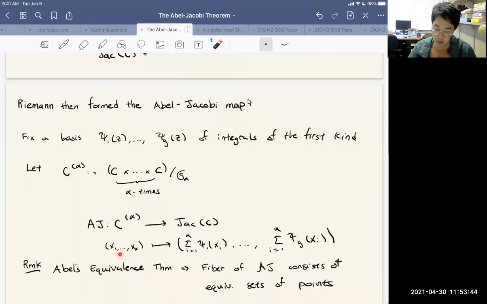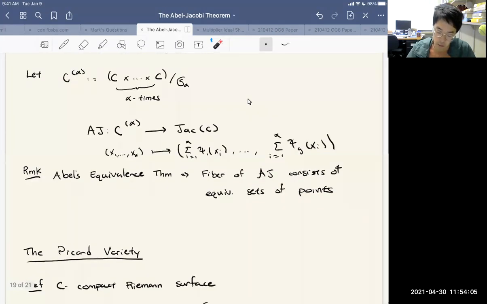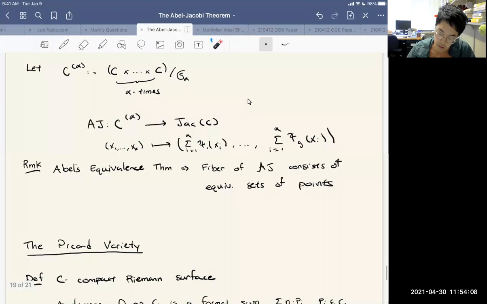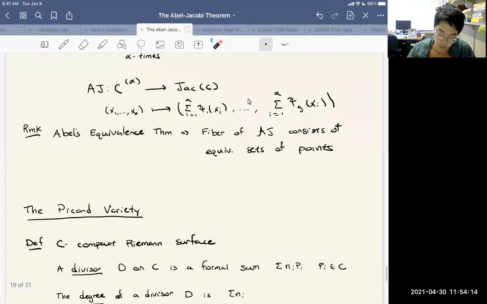And it's saying that if you have equivalent collections of points, x1 up through x alpha on your curve, then they give you the same number over here. So this is the reinterpretation of Abel's equivalence theorem. Maybe a little bit more precisely, we can phrase it as follows if we introduce the notion of the Picard variety. So let me give the definition here.